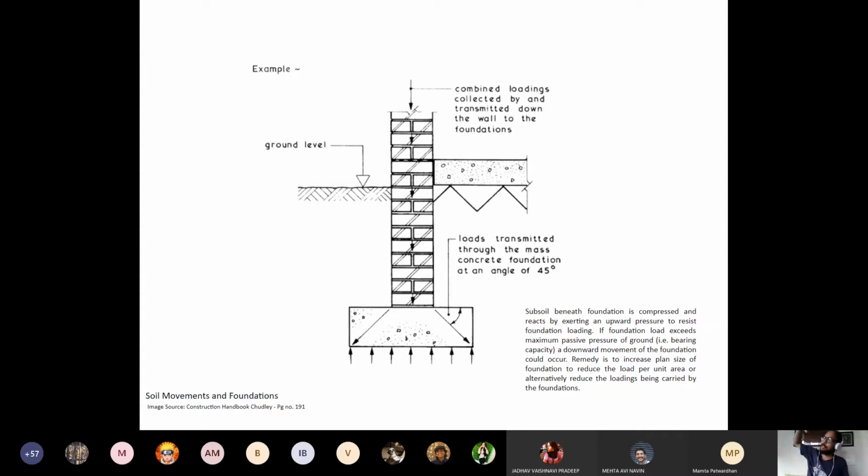Correct? If I take an iron rod and put it inside sand, it's probably going to stay there. But if I increase the load on the iron rod, it's going to enter inside. If you want to stop that settling or downward movement, you have two choices. One is to expand the area of contact of your foundation. The second is to reduce the load coming in from the building. Is that okay?